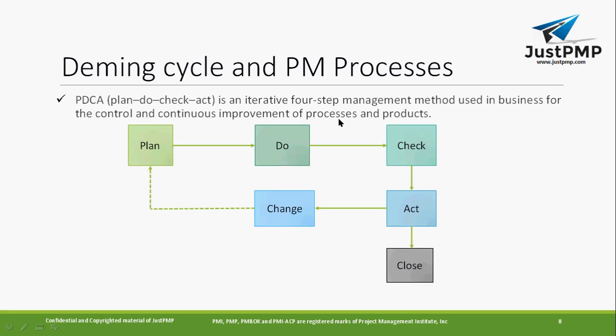If you want to do continuous improvement of any process, and you want to apply a new process, just plan it, do this, check and act. If it works according to your requirement, that's good. Otherwise, just go and change it again, plan it. So it applies to process as well as to product.